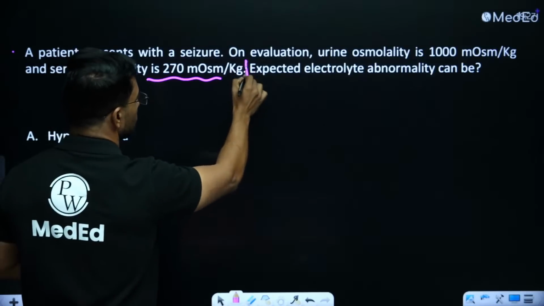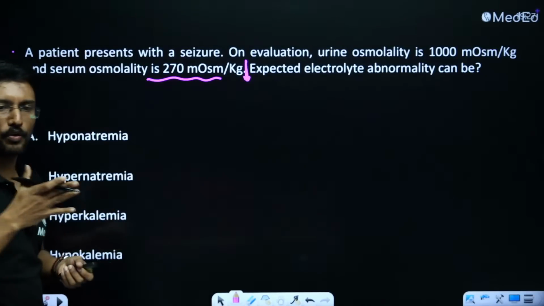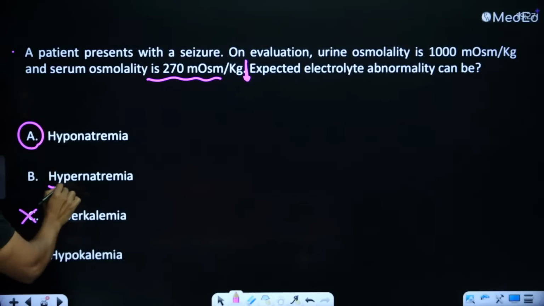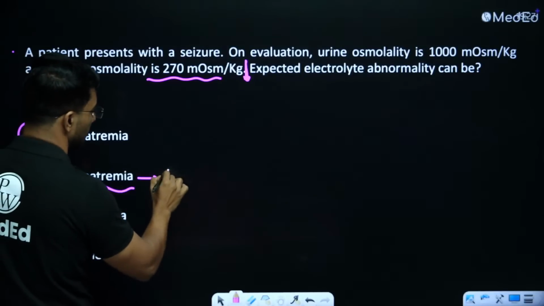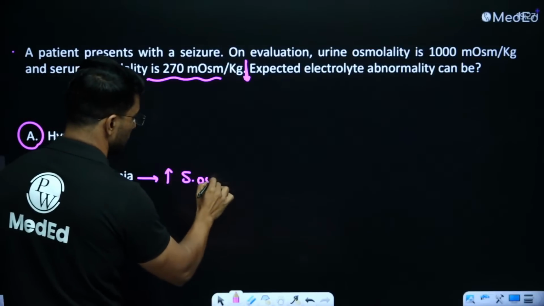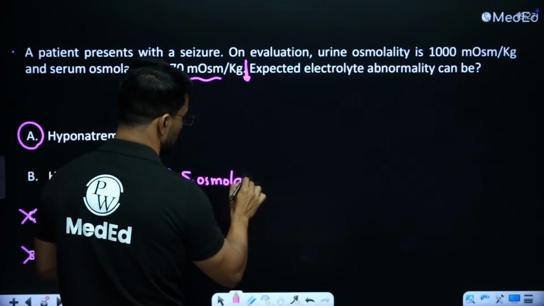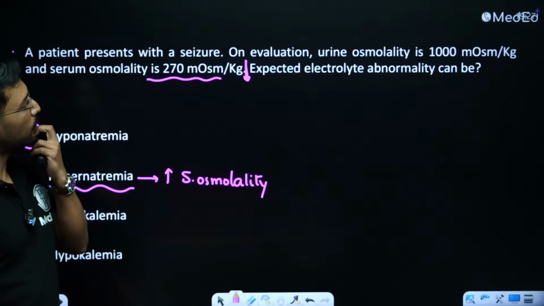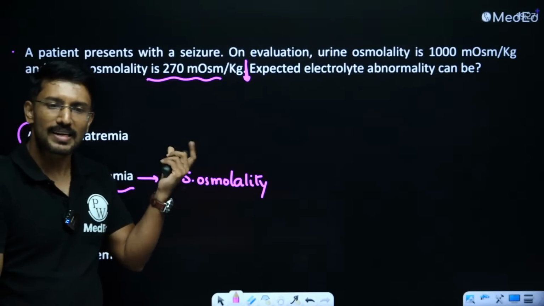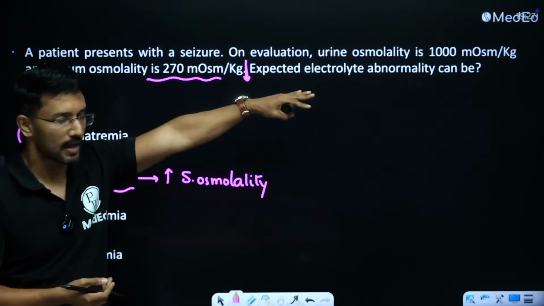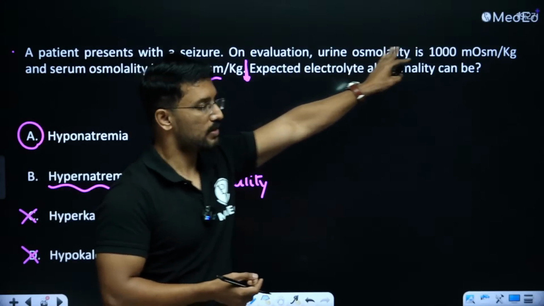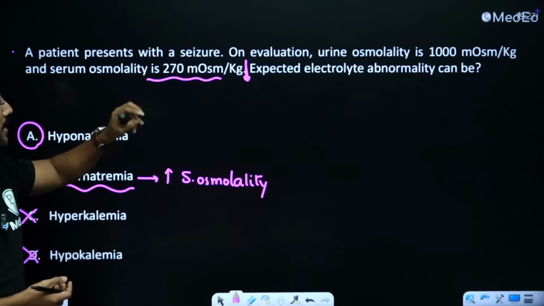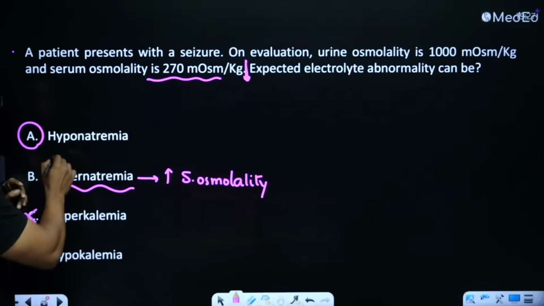So as we just understood, decreased serum osmolality should point towards decreased sodium. So we will go ahead with hyponatremia as our answer. Hypernatremia will be associated with increased serum osmolality. So this patient is probably having SIADH. That's why he is losing a large amount of sodium in urine, so his urine osmolality is high and he is having hyponatremia, 270 milliosmoles. So that will be our answer.